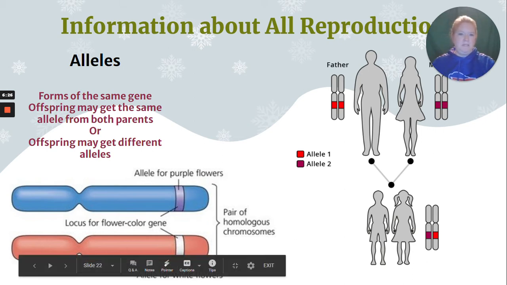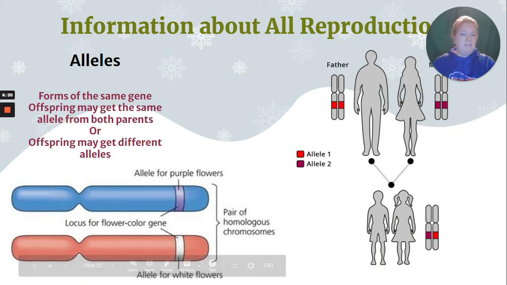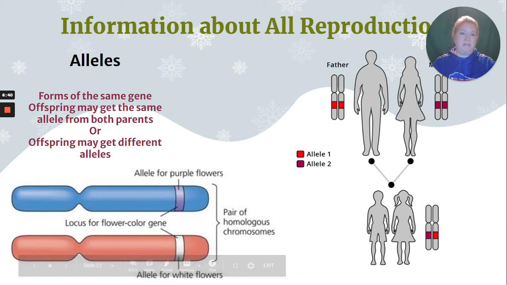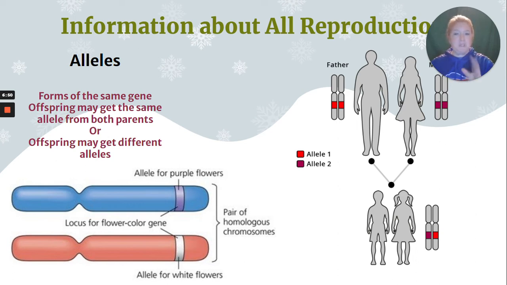So in this picture right here, with the father and the mother, you can see the father had the red allele, the mother had purple. That means all offspring are going to be purple with red because they're going to get a red one from dad and a purple one from mom. But if they had a mixture, there's going to be all kinds of variation in the children. So alleles, forms of the same gene.